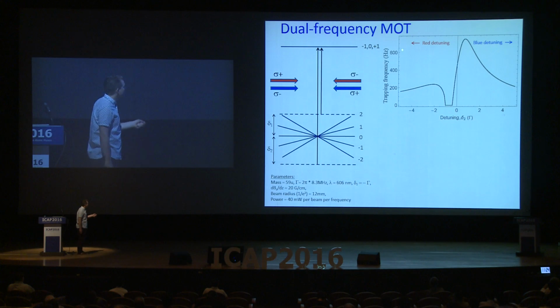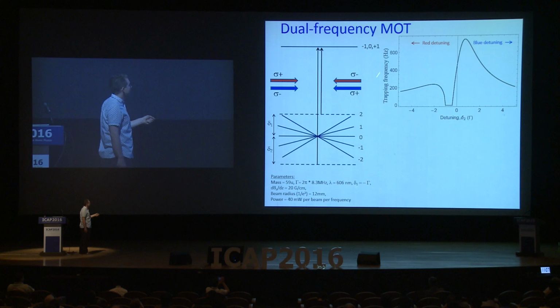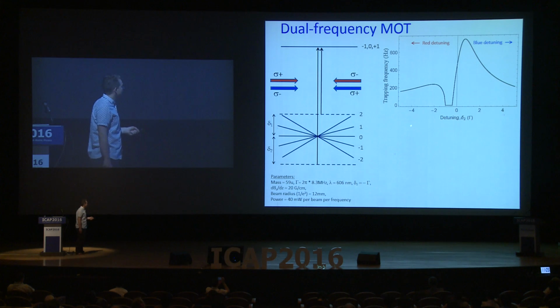And so I'm showing you here the trapping frequency. What I've done here is I fixed delta 1, the detuning of the red detuned light. I fixed it at minus gamma, and then I change the detuning delta 2 and plot the trapping frequency as a function of delta 2. Positive values mean that you have a trap. Okay, so what you find is that indeed on the blue side here, you expect to have a trap. And in fact, for some values on the red side, you also have a trap. But the blue side is better as expected from the picture.